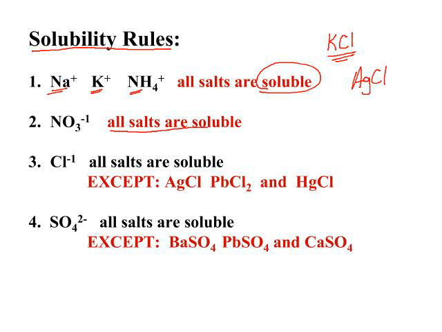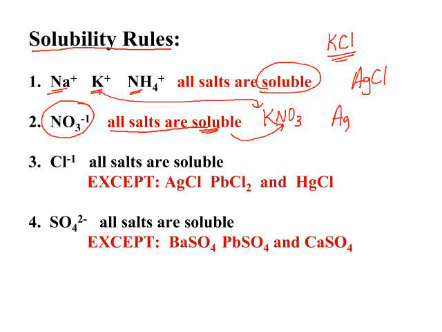If your salt contains the nitrate ion, it is also not going to be the precipitate. All salts containing the nitrate ion are soluble. So this salt would be soluble because of the potassium rule and the nitrate rule. This salt would also be soluble because of the nitrate rule.